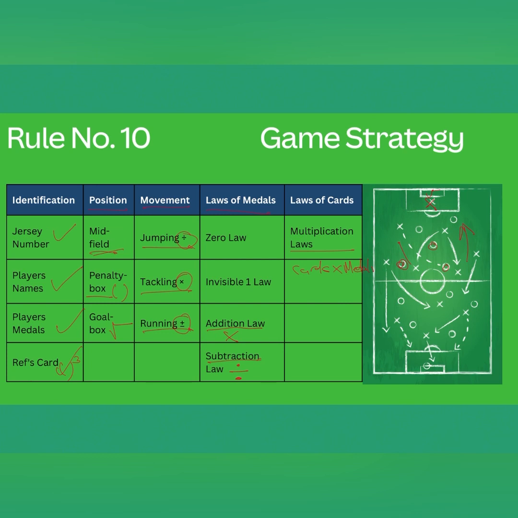And this is the strategy you need to follow every single time you go and solve a team. You need to go through the identification, know your players, where they are positioned, how they are moving, what the laws of medals are, and what the laws of cards are. Then you can solve.